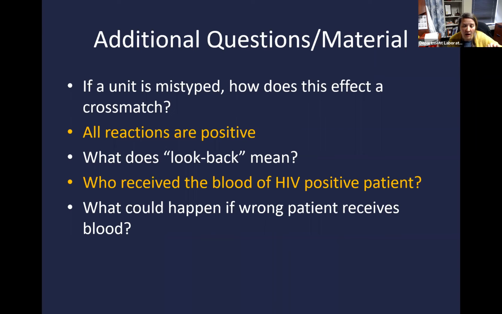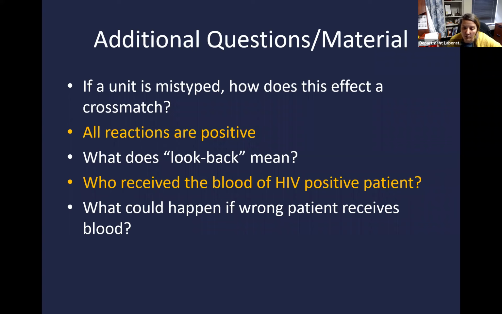And this says, who received the blood of an HIV. I want to make sure it's not only HIV, it's all infectious disease. All right, so anytime you have a repeat donor test positive, then you have to do a look back at their historical previous donations and do an audit on each of those units.